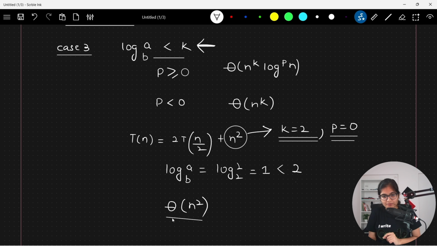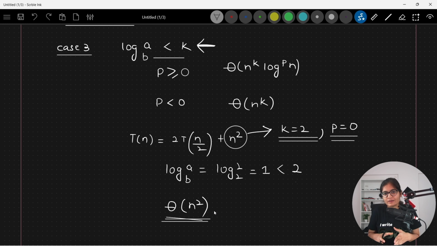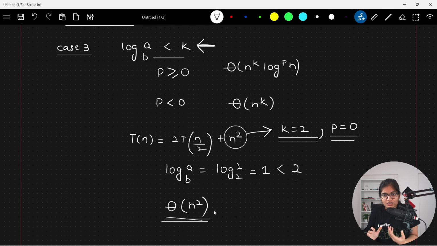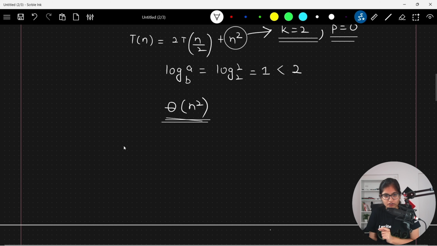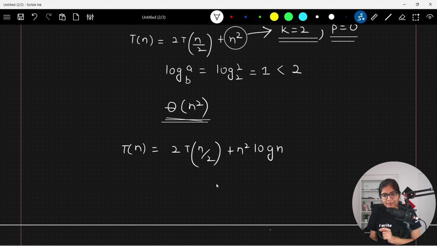So always remember, without referring to the above, just try to evaluate the value of log of a base b and the value of k. Whenever the value of log of a base b is less than the value of k, what you need to do is directly put the value of f of n. Whatever the value, it doesn't matter. It's just that the value of p should be greater than or equal to 0. For example, here instead of n square, you have n square log of n. For example, you have 2T of n by 2 plus n square log of n. So what will happen? You will again try to find out the value of log of a base b.